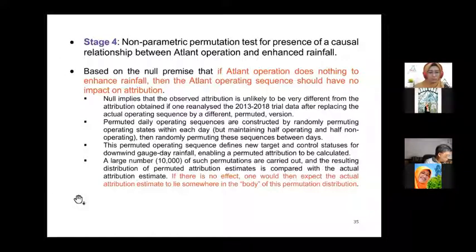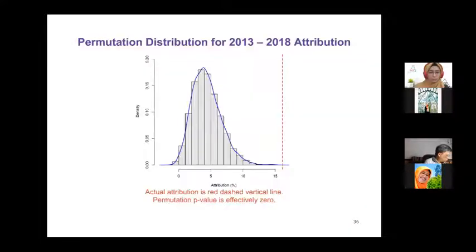If there is no effect, one would expect the actual attribution estimate to lie somewhere in the body of this permutation distribution. Well, this is what you obtain. This is the permutation distribution of attributions, and this is where the actual estimate that was obtained. So you can see that you have to use the actual operating sequence in order to get the attribution that was observed. It does matter how the atlants work.